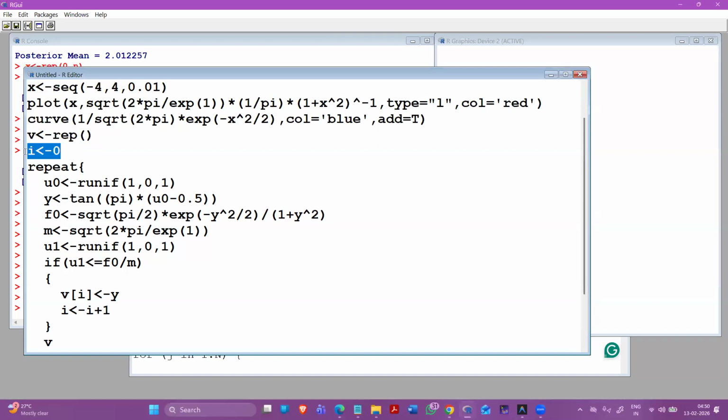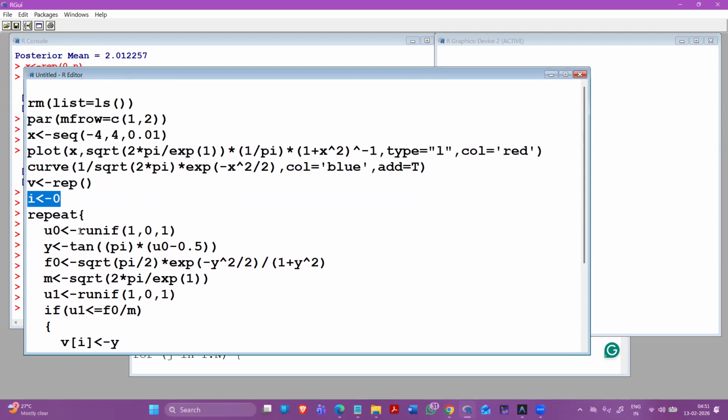Okay. And I should start from 0 and repeat. u naught is the uniform distribution. One observation we are going to generate, then y equals tan(pi times (u naught minus 0.5)), and then f naught is square root of pi by 2 times exponential of minus y square by 2 divided by 1 plus y square. That is your targeted density that you want to generate the random numbers from, and m is the constant that we are going to consider.